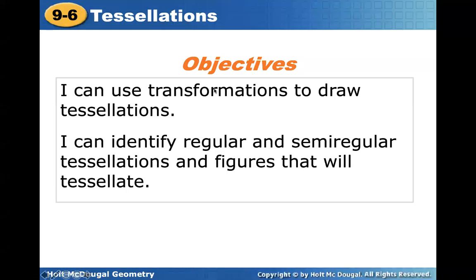All right, would you turn your books to page 643? Today we're going to talk about tessellations, and we are going to work kind of along with our symmetry we did yesterday. Objectives today for the tessellations 9-6. I can use transformations to draw tessellations. I can identify regular and semi-regular tessellations and figures that will tessellate.